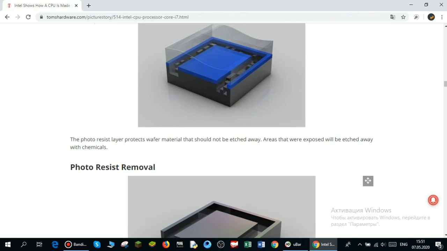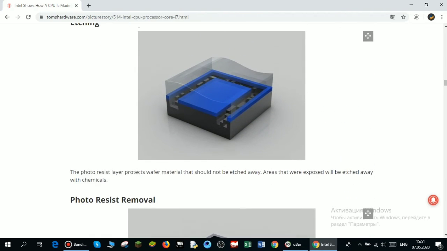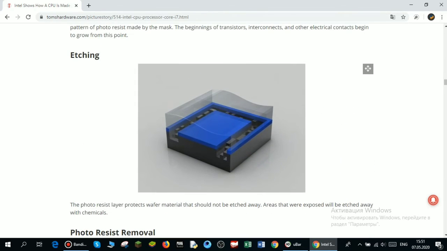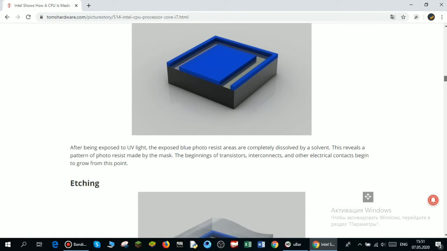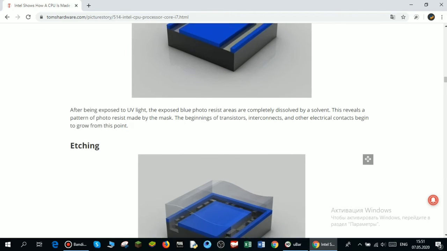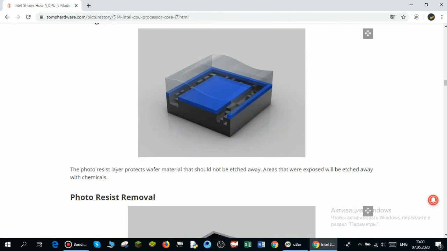Etching. Oh, that's a lot of information about this processor. That's very nice. Oh, the history. They make a history to do this modern processor or CPU. Okay, guys. Let's read the next information about this CPU.